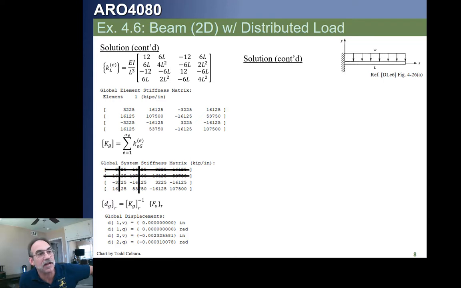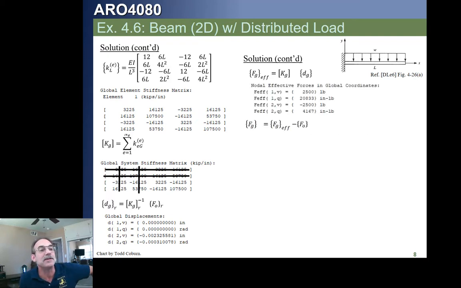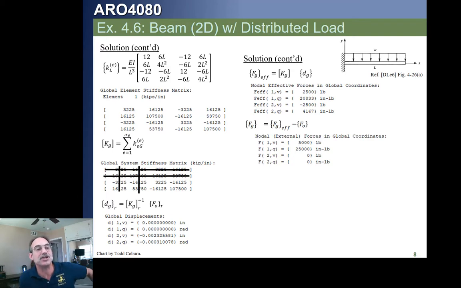We then take those deflections and we multiply our kg by those deflections to get our effective forces. We then subtract our FO from those effective forces to get our constraining forces. See how that changed it?